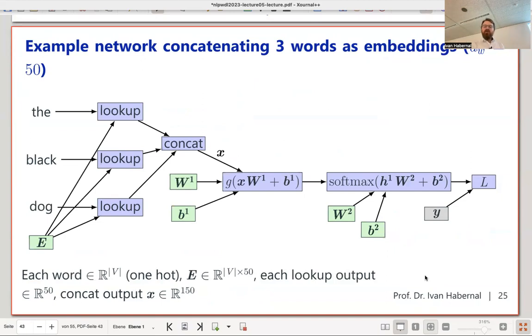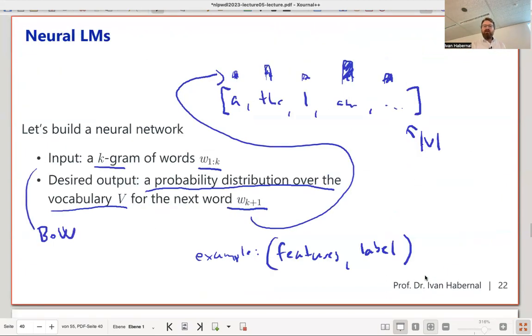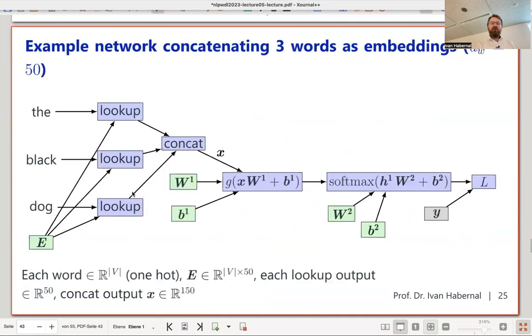So when we talk about how to solve this problem, we said, okay, we know softmax, this is great. We know features and label, and we said we use bag of words. Well, we might do something even much simpler than bag of words. If we have three words, so we have the black dog, and want to predict the next word, okay, what we're doing here. So this is a computational graph.